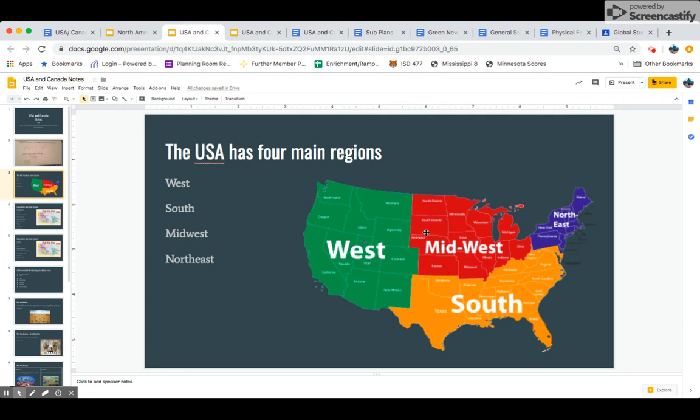Then you have the Midwest, much of the part of the country that borders Minnesota. We have Wisconsin to our east, North Dakota, South Dakota to our west, Iowa to our south, and then a few other states around here as well. Then we have the South, which makes up Texas, over to Florida, up to Virginia, West Virginia, Maryland, that area. And then we have the Northeast, New York, Pennsylvania, Massachusetts, Maine, some of those states up in the Northeast. So the 4 main regions of the USA: West, South, Midwest, and Northeast.